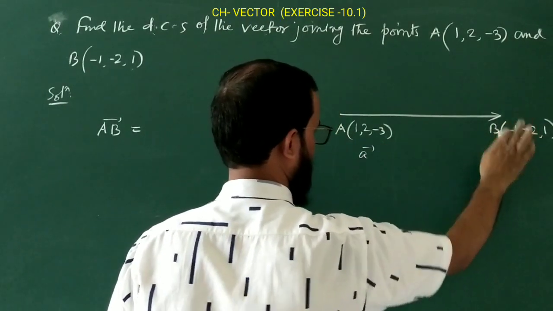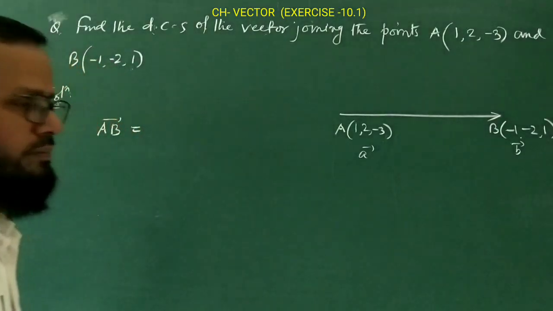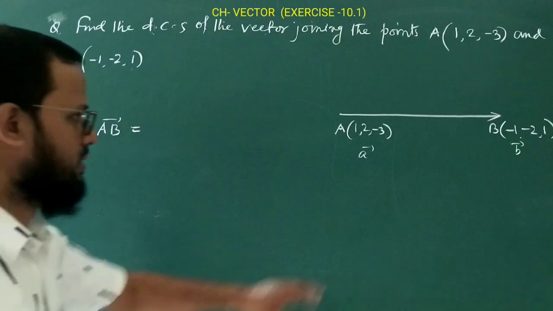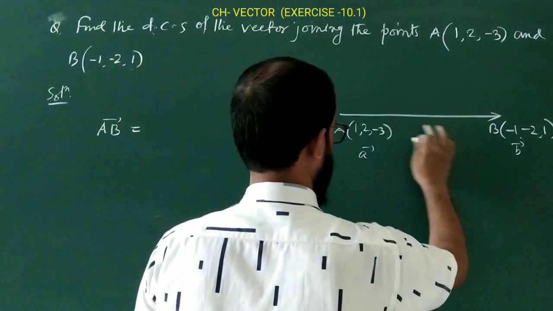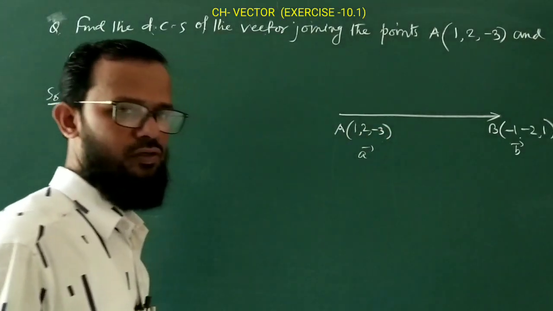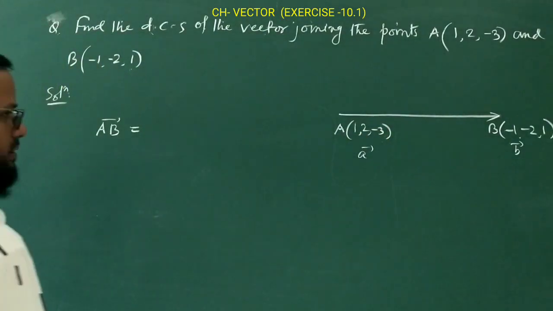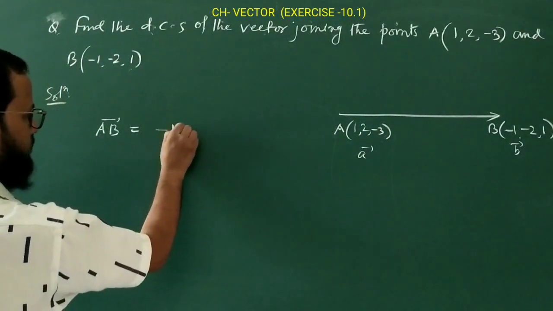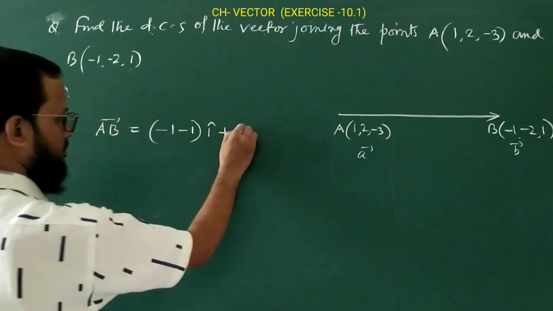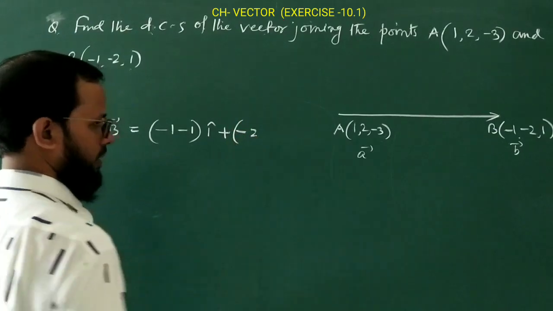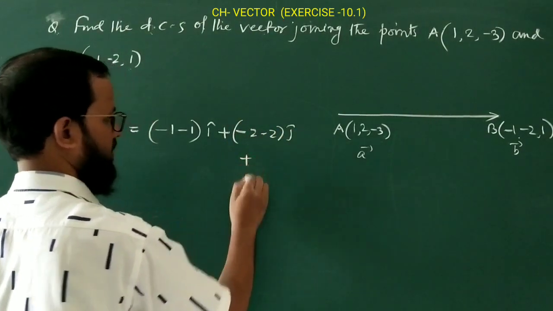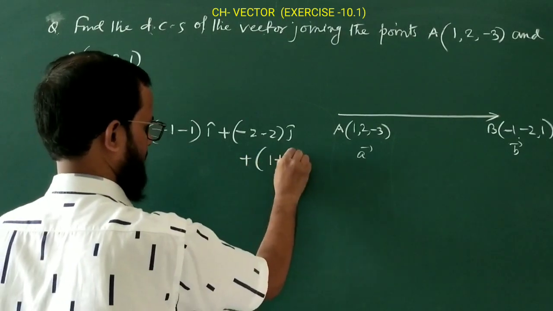B vector क्या होगा, minus i cap minus 2 j cap plus k cap. Okay, similarly A vector क्या होगा, i cap plus 2 j cap minus 3 k cap. तो AB vector equal to what, position vector of this minus position vector of this, means what, B vector minus A vector. तो B vector minus A vector क्या होगा, minus 1 i cap plus minus 2, okay, minus 2 j cap plus 1 plus 3 k cap.